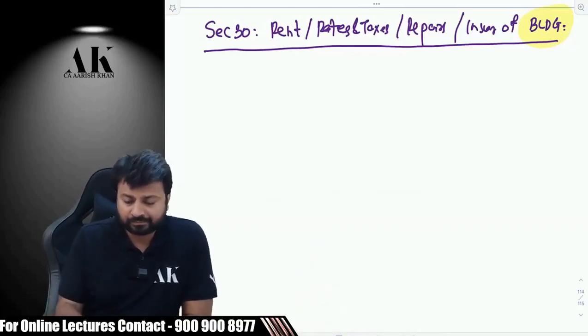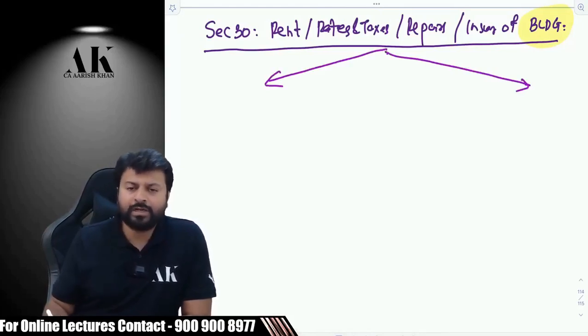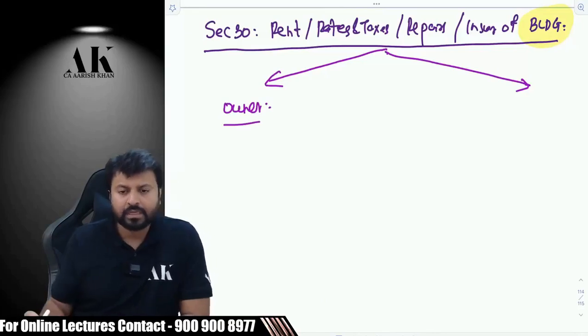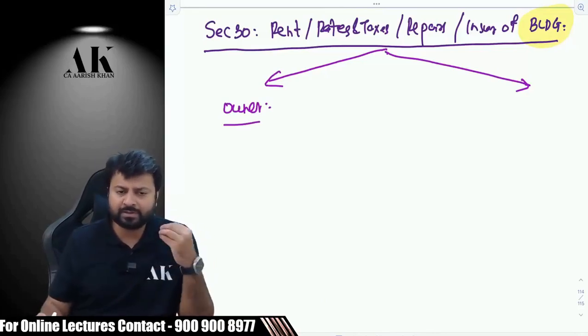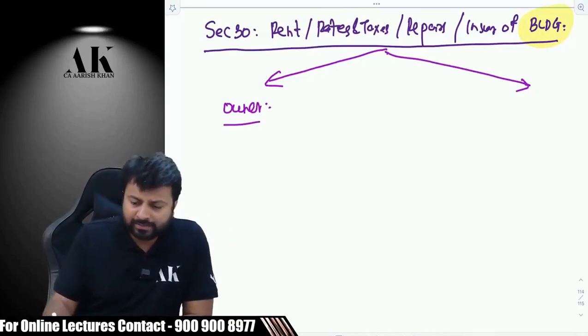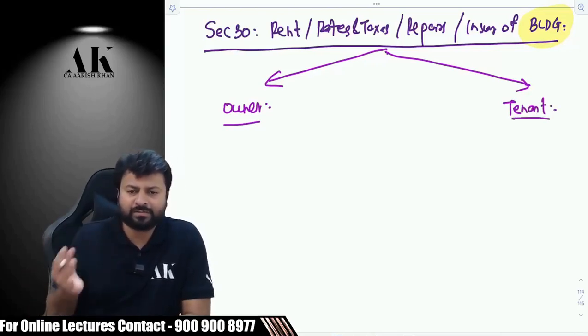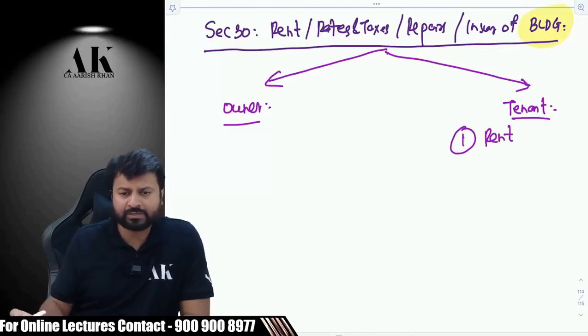Secondly, there can be two possibilities over here. I am an owner of the building and I am using that building for the purpose of my business and profession. The second possibility is I am a tenant in the building. I have taken the building on rent, and I am using that building for the purpose of business and profession. If I am a tenant, then obviously I will get the deduction of rent which is paid to the landlord.